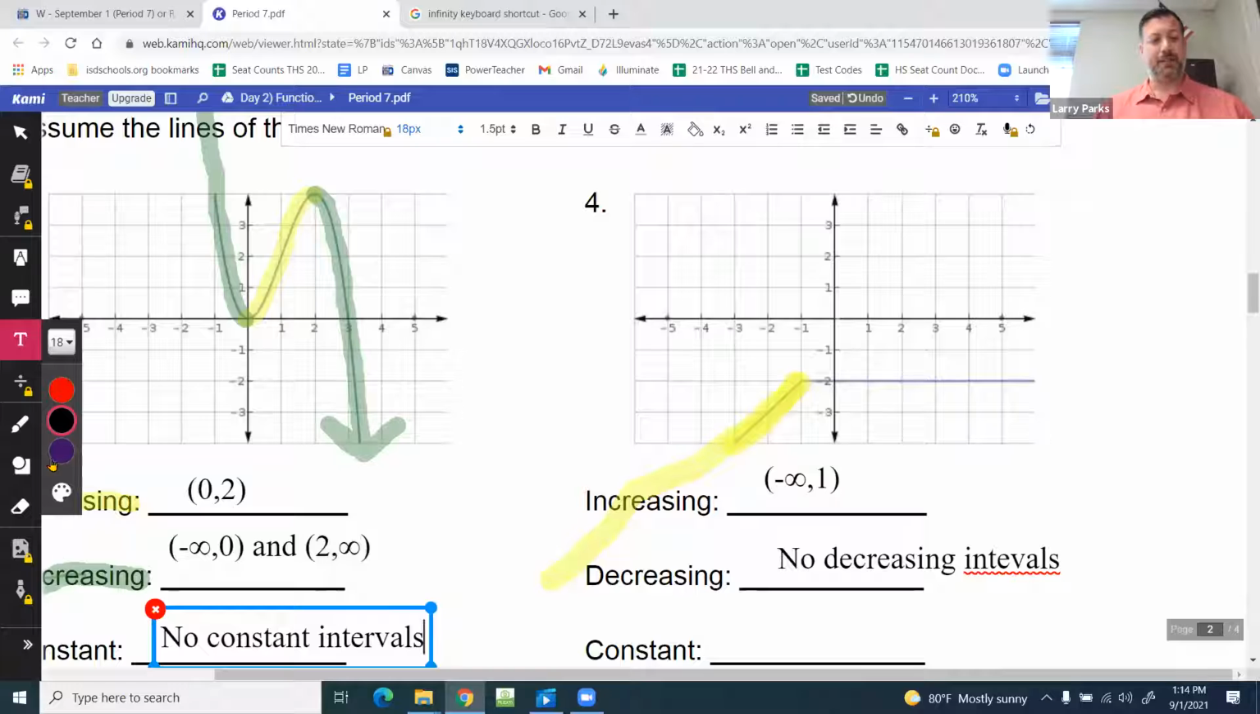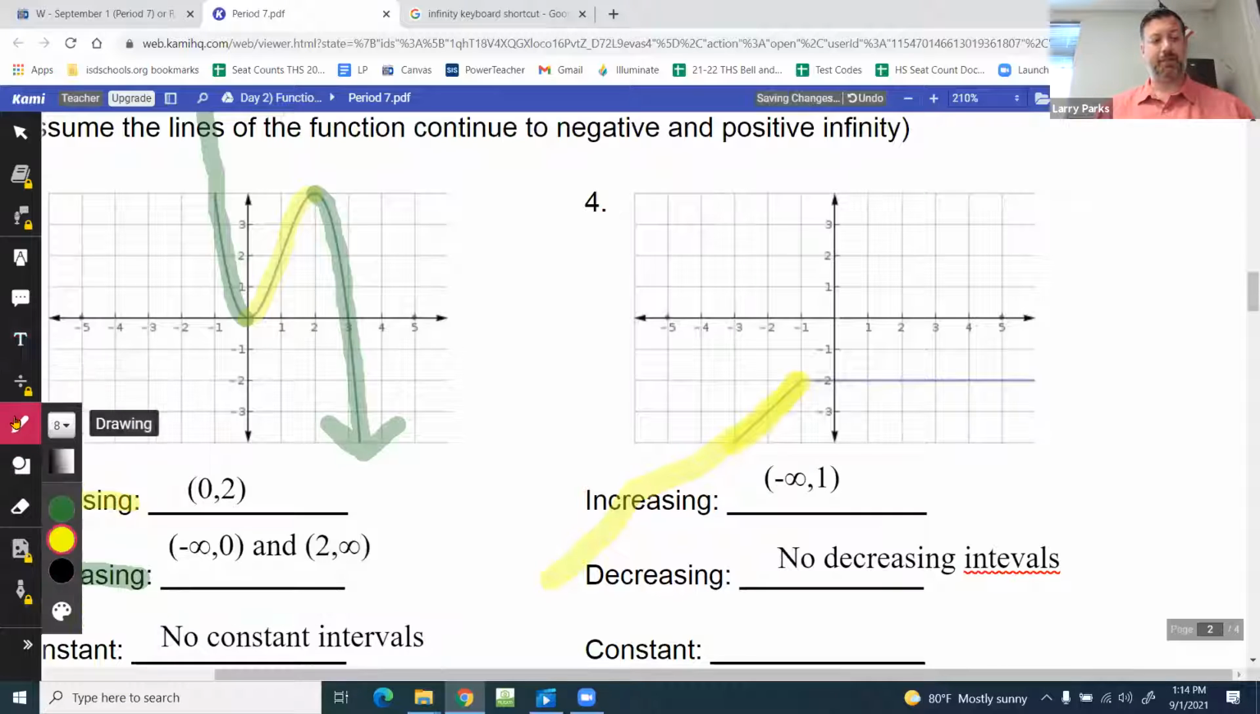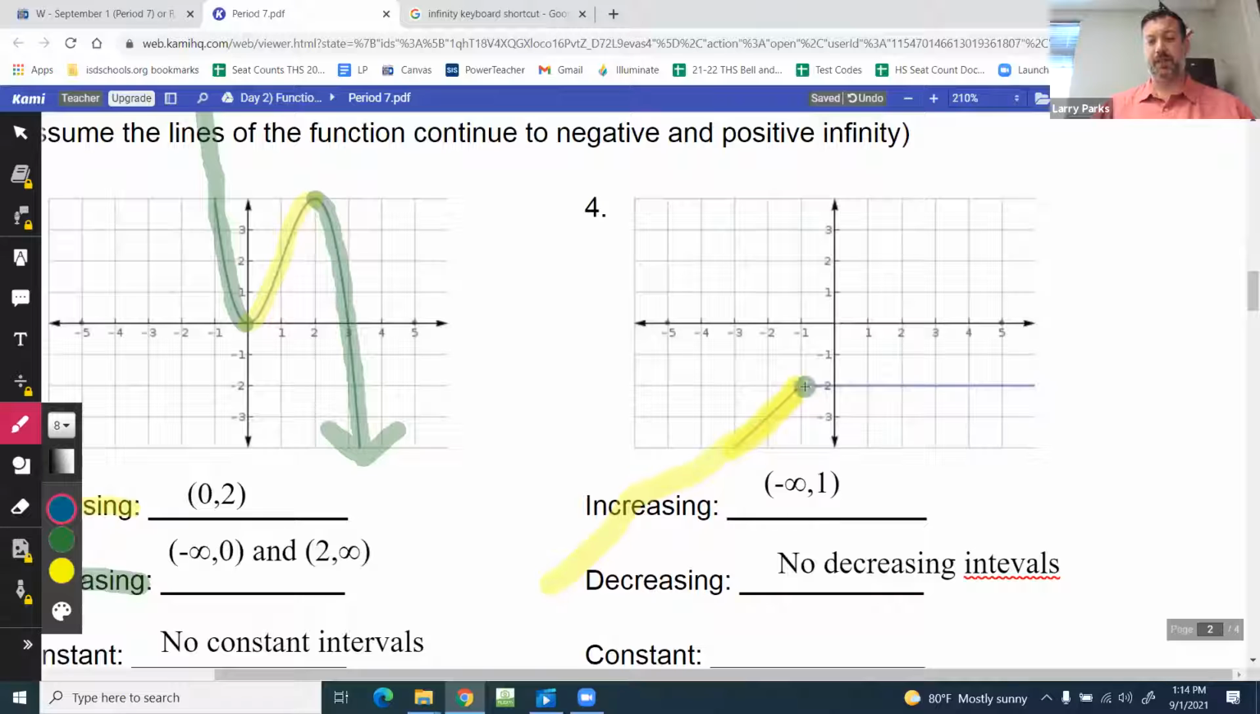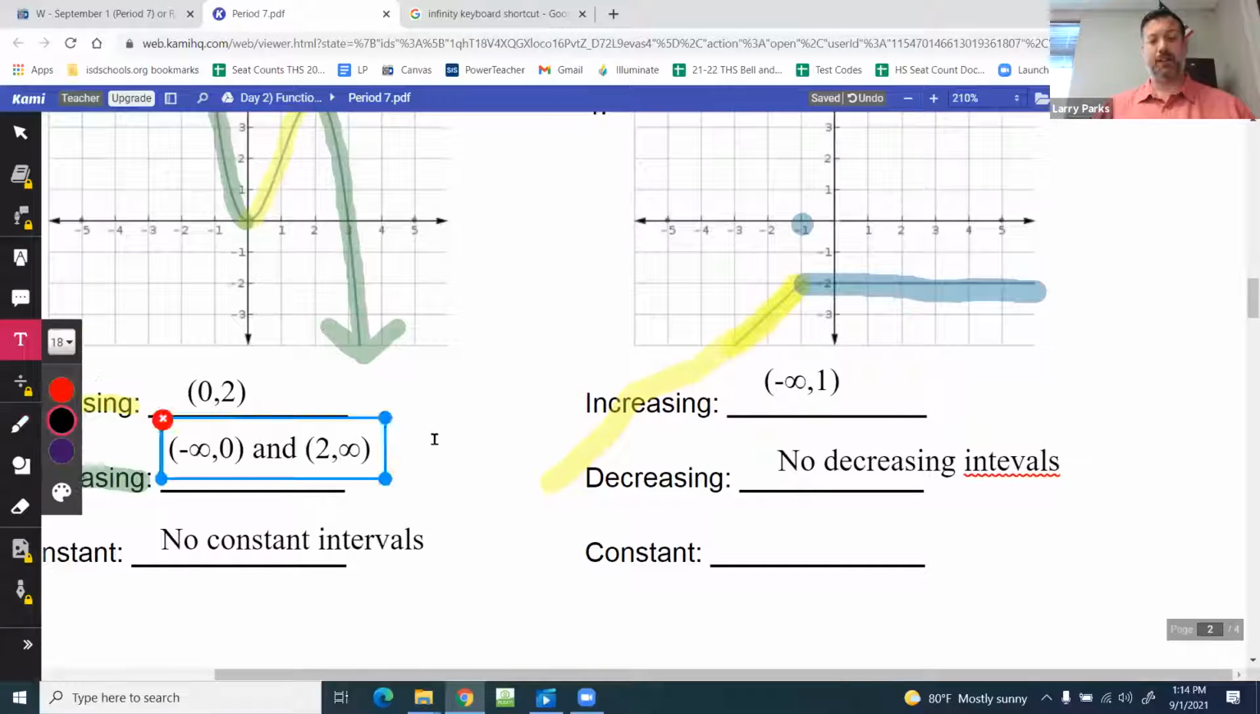Now, when's it constant? It's constant from here, not going up, not going down, not going up, not going down. And where does that start? That starts at -1 and goes forever. This keeps going forever. So I would say from 1 to infinity.